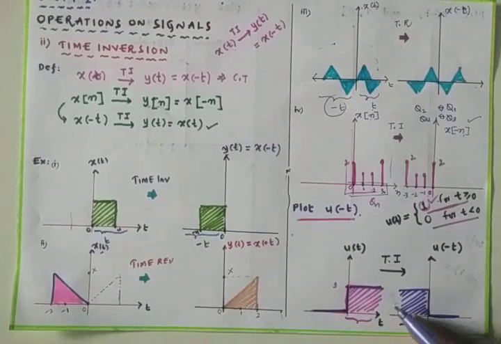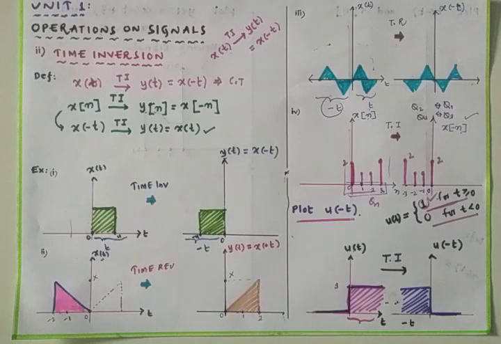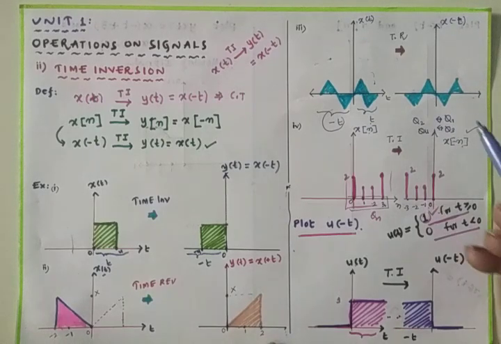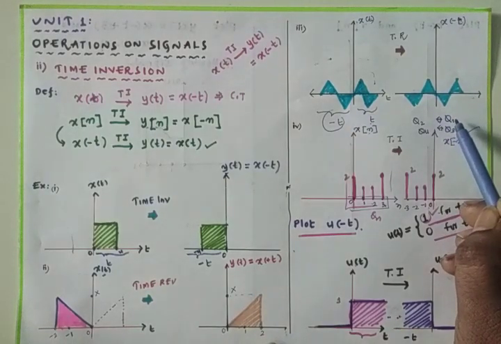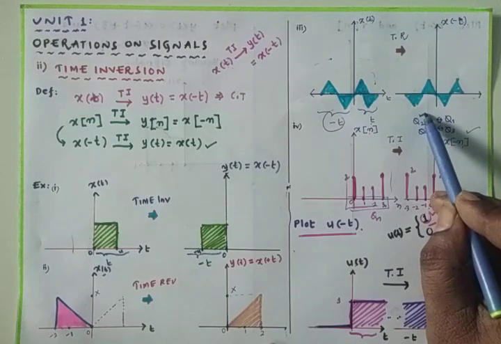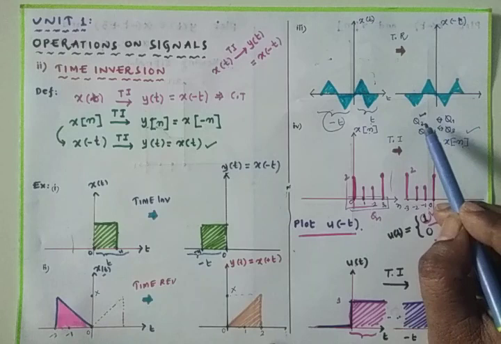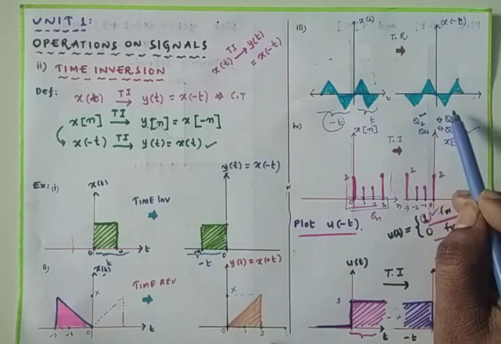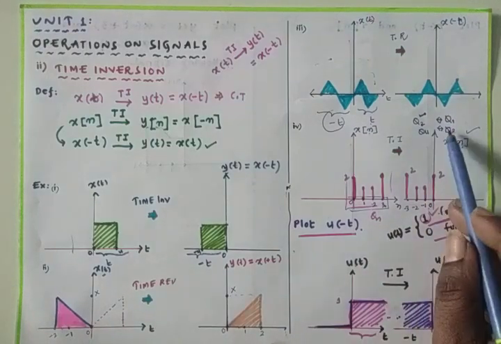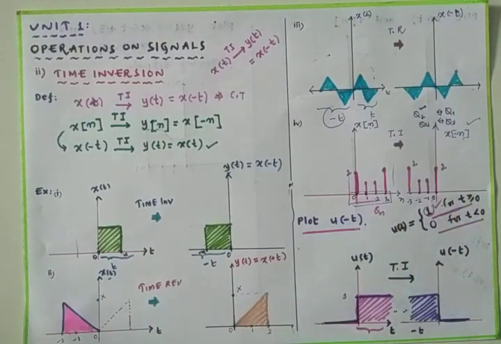Likewise, you have to draw the signal. This is the unit step signal, and this is also the unit step signal, but the time reversal has been applied. Simply remember the key point: if the signal is in the first quadrant, due to the time shifting operation, we can get the same signal in the second quadrant. If the signal is in the second quadrant, due to the time reversal operation, we can get it in the first quadrant. Similarly for the third and fourth quadrants.